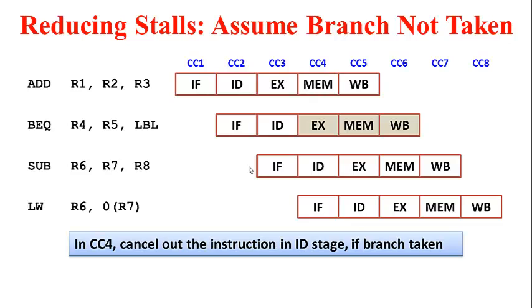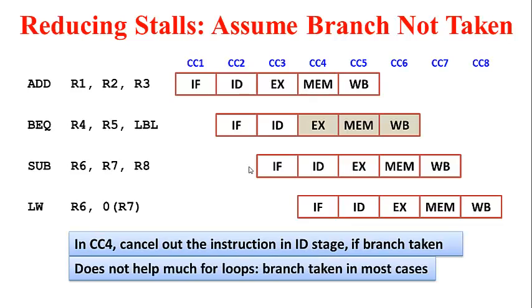For long running loops, this technique does not really help much because in most cases the branch is going to be taken from the end of the loop to the beginning of the loop. This means that the assumption will be wrong most of the time. That is, this particular technique has pretty much no performance benefit for long running loops.